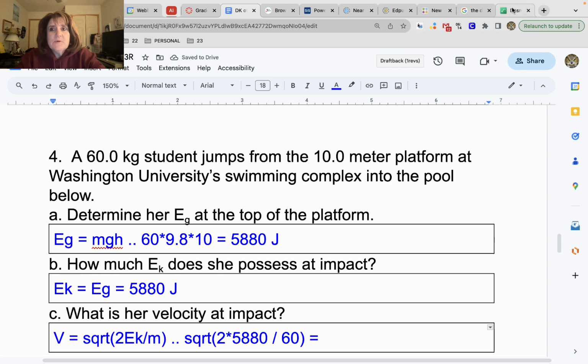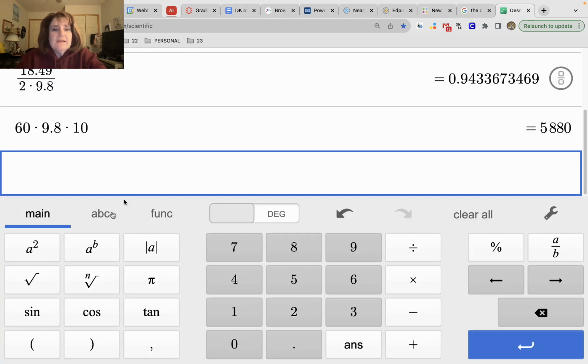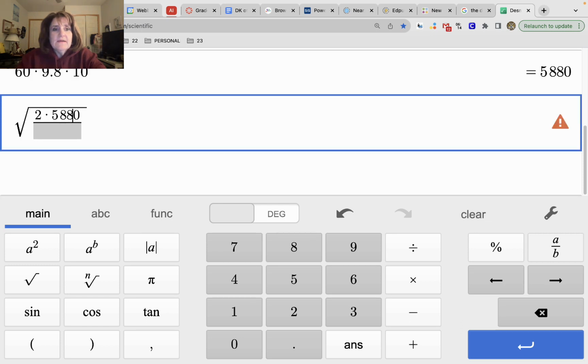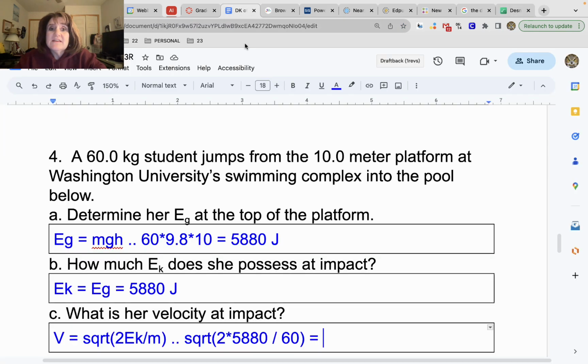Back over to Desmos. I need the square root of a fraction, 2 times 5880 divided by 60. And you get 14. Her velocity at impact was 14 meters per second.